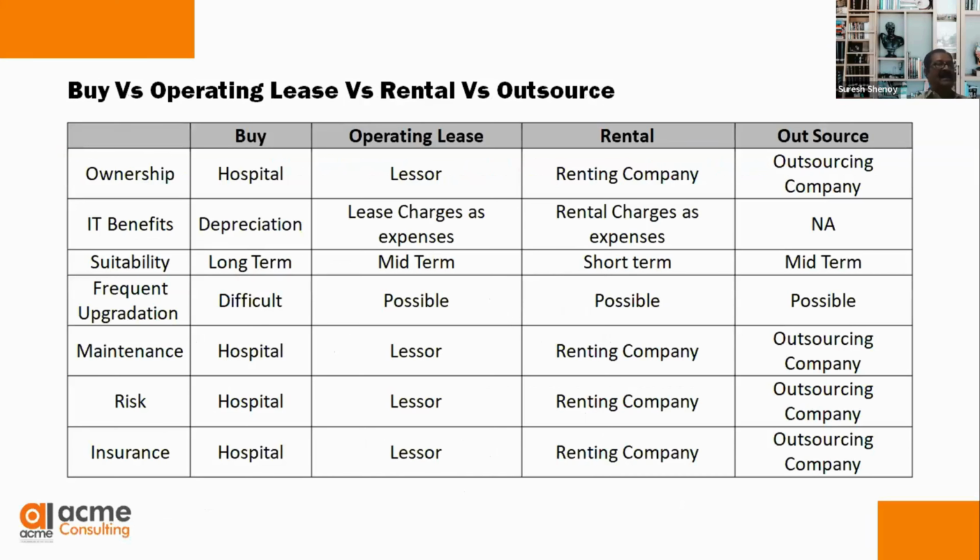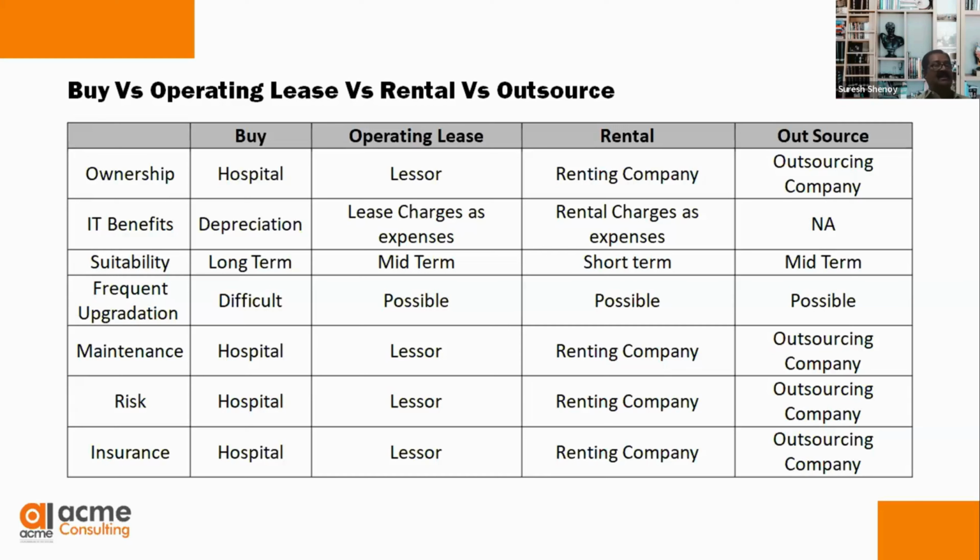So summing up, we can see how we can do all those things, the various things with respect to the comparison with operating lease: whether to buy, or go for operating lease or rental or outsource, etc. If you look at the various headings, first is ownership. Only in the case of buying, the ownership is in the name of the hospital. In all the other areas, like operating lease or rental, it is always with the lessor or those companies, not with the hospital.